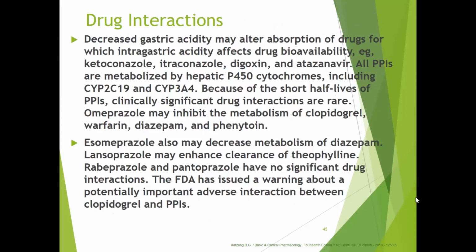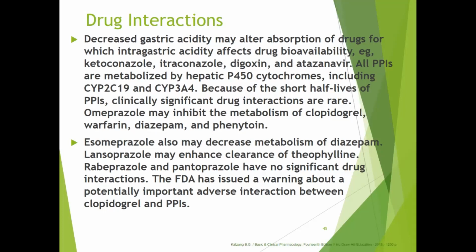Drug interactions. Decreased gastric acidity may alter absorption of drugs for which intragastric acidity affects bioavailability: ketoconazole, itraconazole, digoxin, atazanavir. All PPIs are metabolized by hepatic P450 cytochromes, including CYP2C19 and CYP3A4. Because of the short half-lives of PPIs, clinically significant drug interactions are rare.